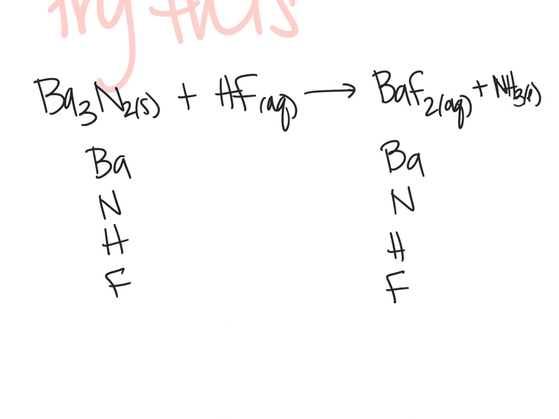So on the left side, we have 3 barium, 2 nitrogen, 1 hydrogen, 1 fluorine. On the product side, we have 1 barium, 2 fluorine, 1 nitrogen, and 3 hydrogen. So none of our starting material values are the same, but that's okay. So the question is, who do we start with?